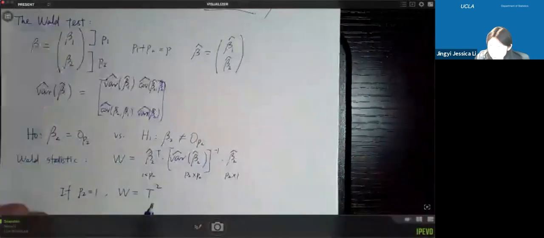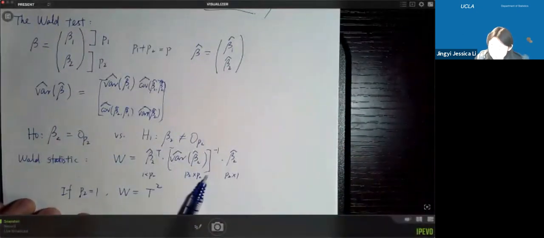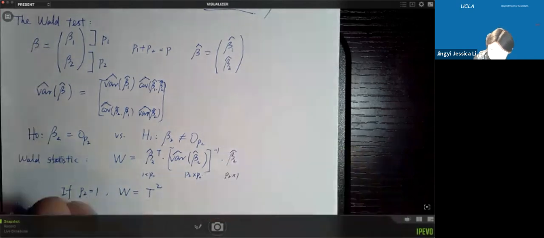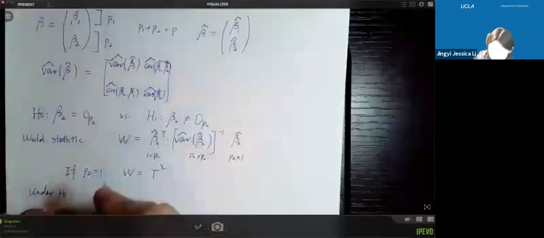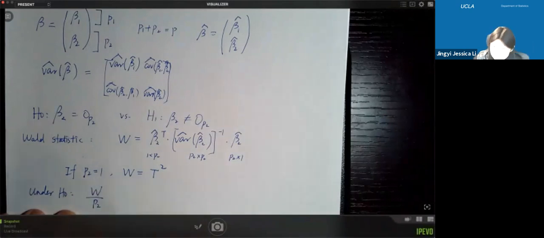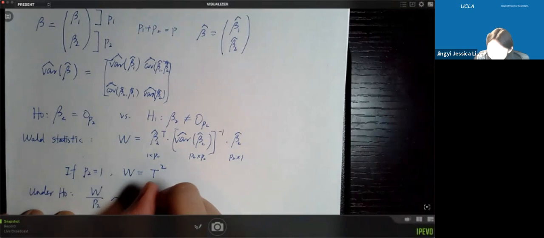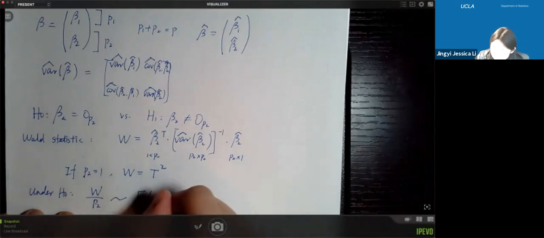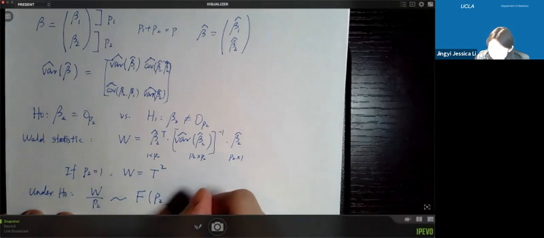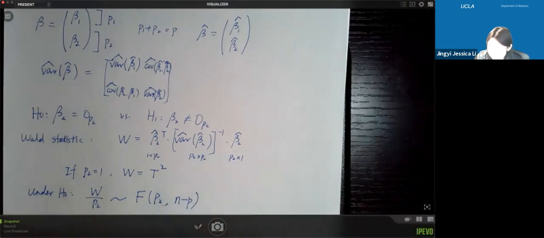Coming down here, under the null hypothesis that beta 2 is a 0 vector, we can show that the Wald statistic divided by P2 follows an F distribution. It has two degrees of freedom. The first is the numerator degrees of freedom, which is P2, and the second is the denominator degrees of freedom, which is n minus p.